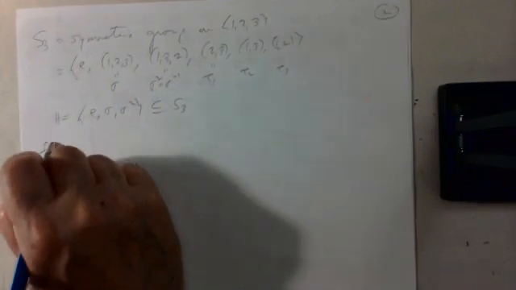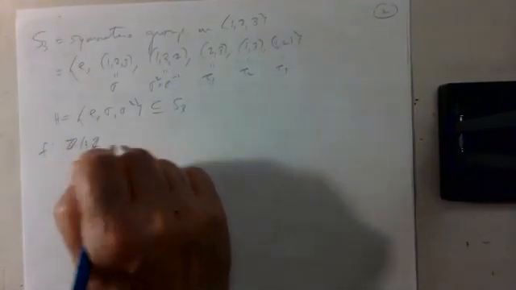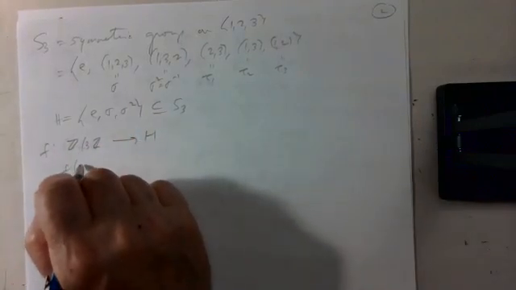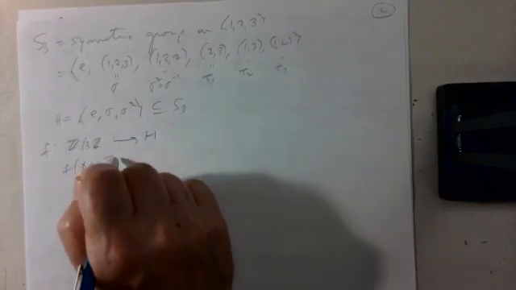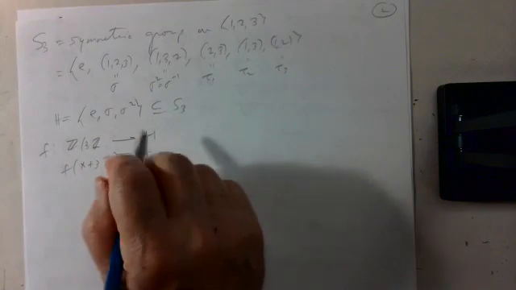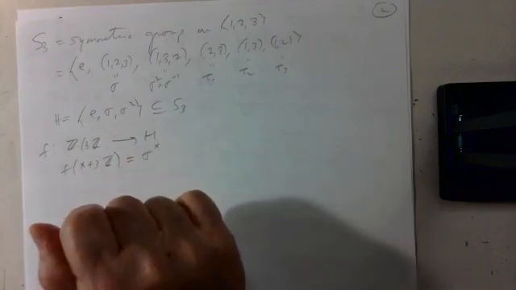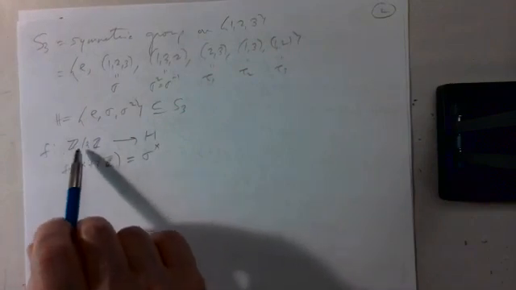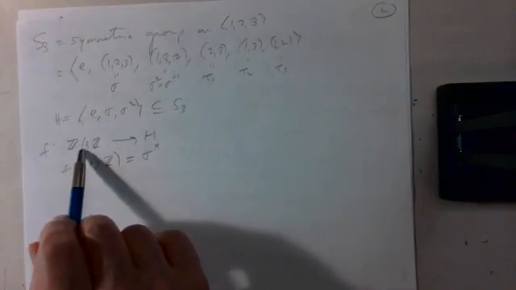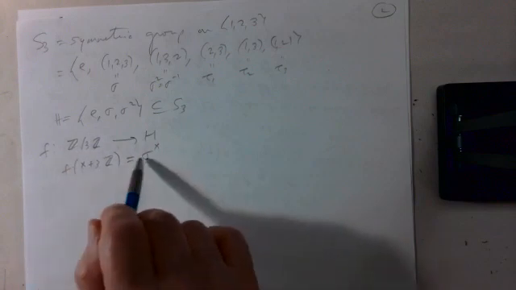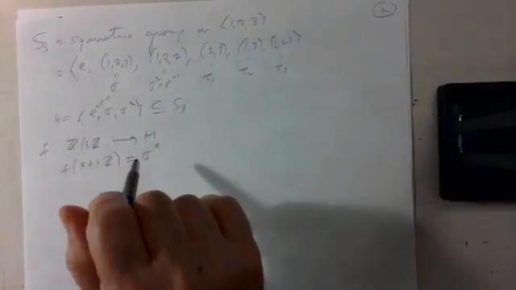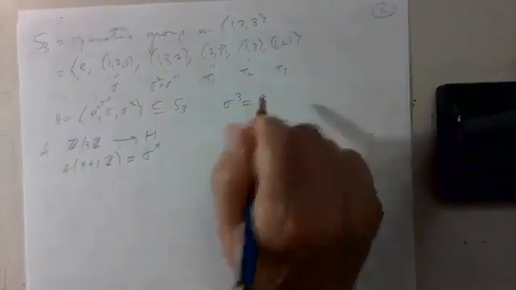And I can define a function f from Z mod 3Z into H by f of the congruence class x plus 3Z equals sigma to the x. And so first of all, this is a function, right? For every congruence class x plus 3Z, I let it be the permutation sigma to the x. The identity is like sigma to the 0. And sigma cubed is the identity.